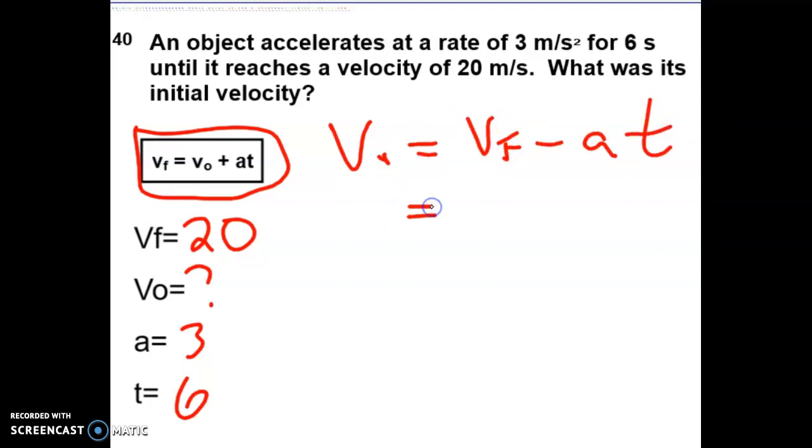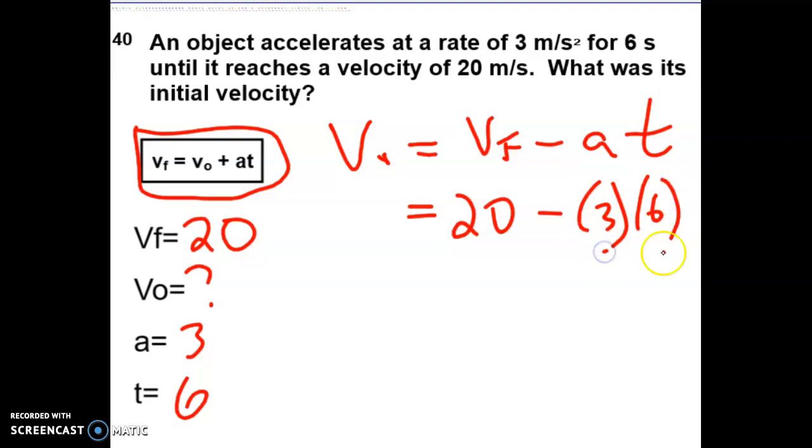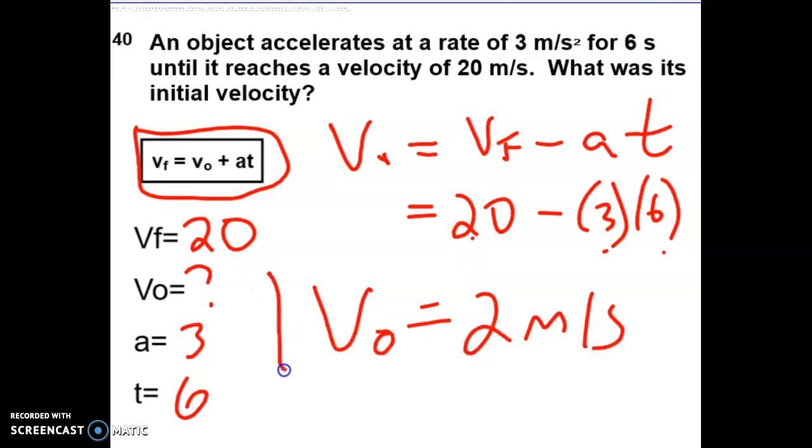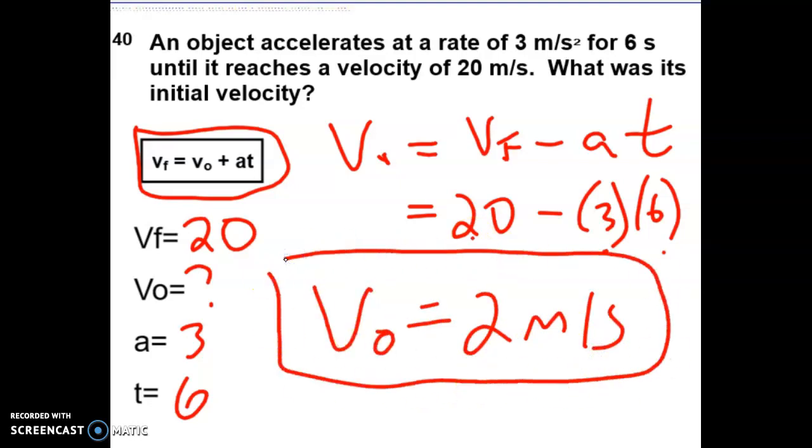Let's go ahead and set this up here. So it's going to be VF, which is 20, minus A, which is going to be 3 times 6. If I start with this math over here, 3 times 6 is 18. So 20 minus 18 is going to be 2 meters per second. So once again, remember that VO, just like VF, is a velocity, so it's measured in meters per second.